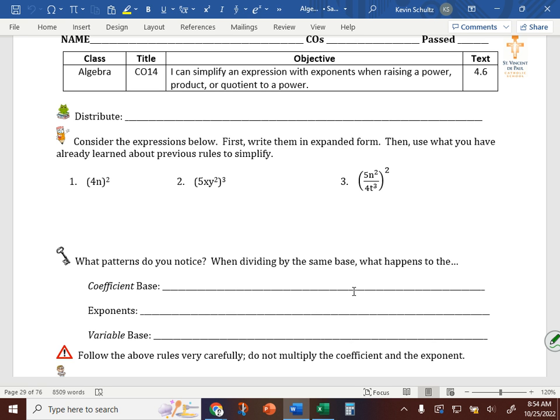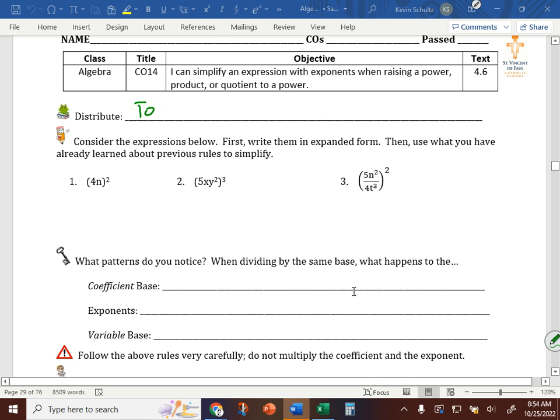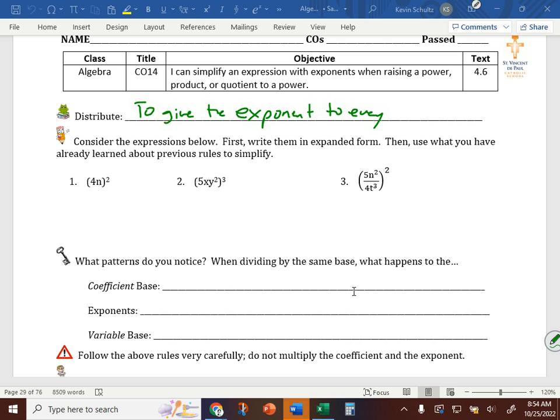So to distribute means to give the exponents to everything in parentheses. Okay? To give the exponents to everything in parentheses. And just like we did earlier in CO10 and CO11, we're going to look at what this is in expanded form first to try and understand why the rule is what it is, why the rule works.